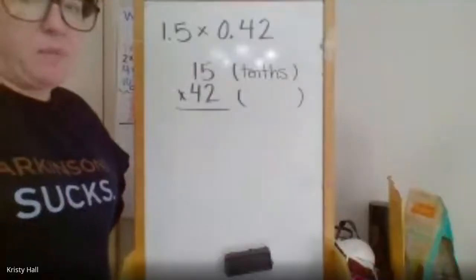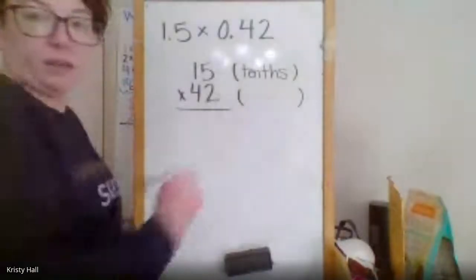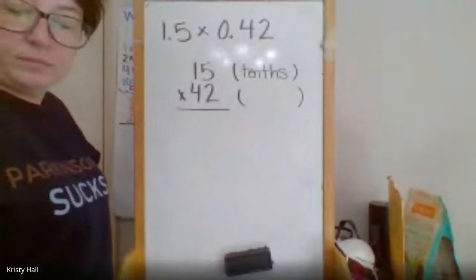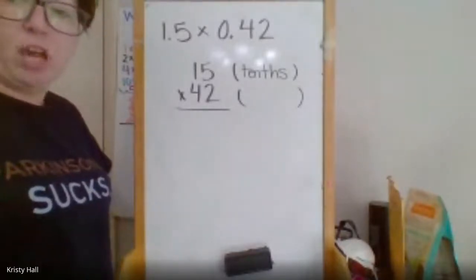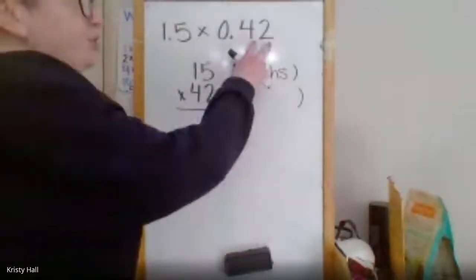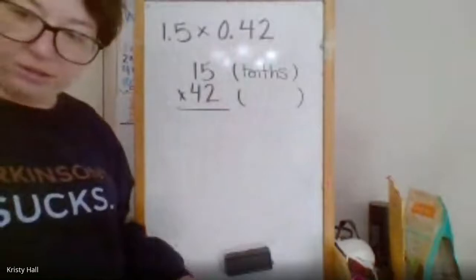All right, somebody else help me with the 42 hundredths. What unit goes here? Think about how it sounds when I read that number. 42 hundredths. We have 2 places after the decimal spot. So what unit is this? Summer? Hundredths. Perfect.